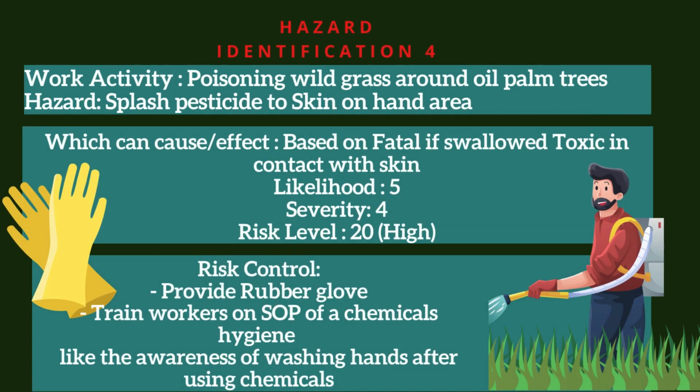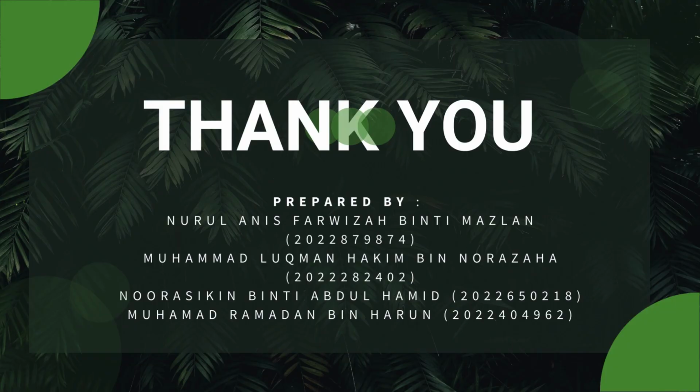Hazard identification 4. Work activity: poisoning wild grass around oil palm trees. Hazard: splash pesticide to skin on hand area, which can cause a slash effect, based on fatal if swallowed, toxic in contact with skin. Likelihood, 5. Severity, 4. Risk level, 20, high. Risk control: provide rubber glove. Train workers on SOP of chemical hygiene, like the awareness of washing hands after using chemicals.